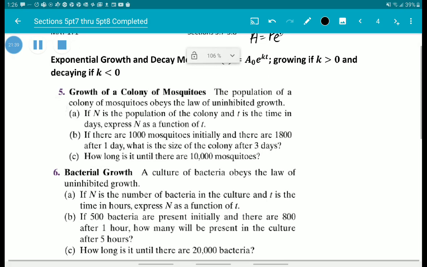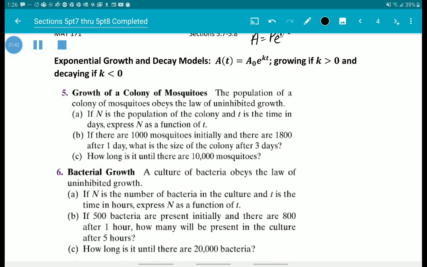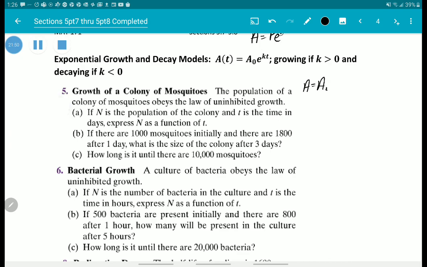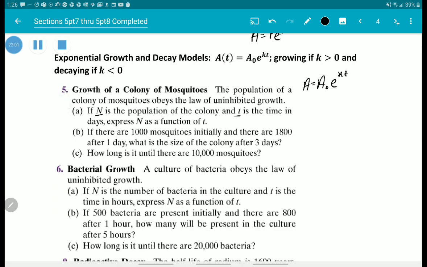So let's look at a few examples. Let's look at number 5. We have the growth of a colony of mosquitoes. The population of the colony of mosquitoes obeys the law of uninhibited growth, so that tells us it's going to follow this model. Now, A says if N is the population of the colony and T is the time, express N as a function of T. So instead of using A's, they want to use N's in this problem. So N of T, or we could just say N, is equal to that initial value, e to the KT.